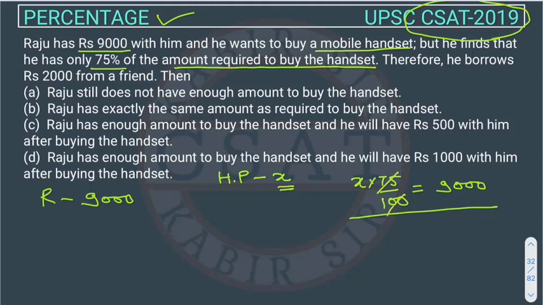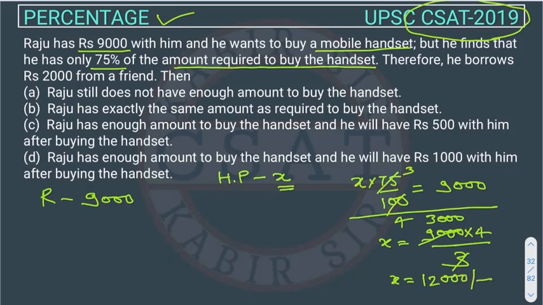So we will cancel this from 25. From here we can calculate the value of x. 3 will come here, so from 3 this will go, so it will be 3000. So the value of x will be 12,000. So what's the price of the mobile handset? 12,000.